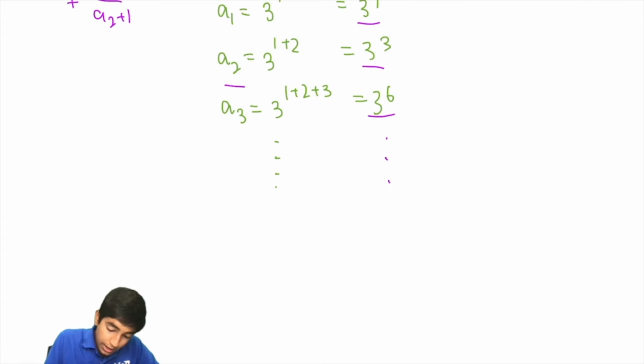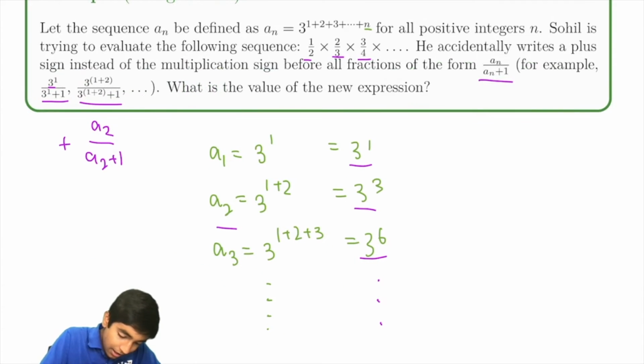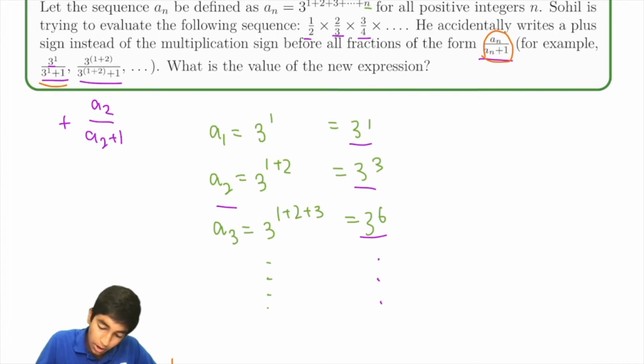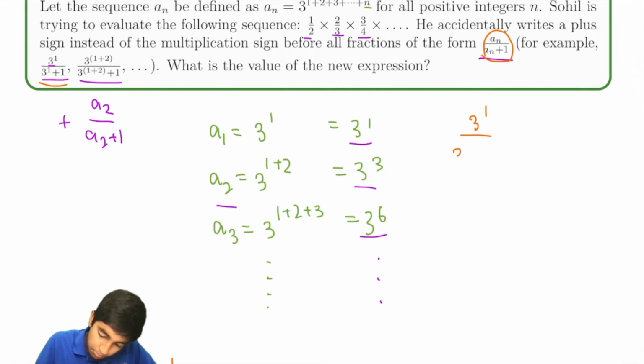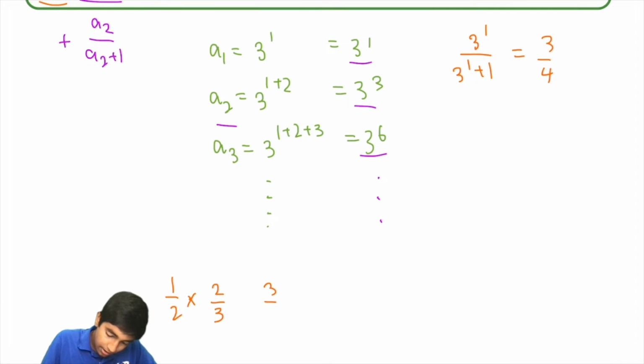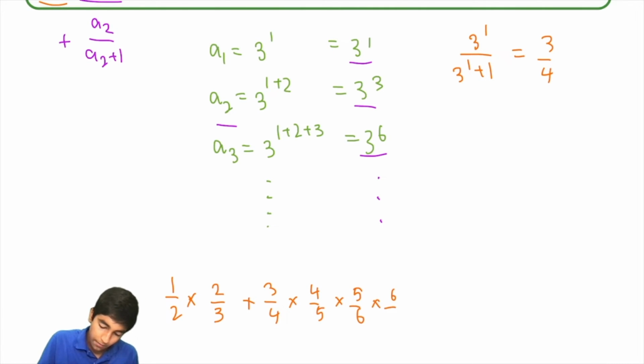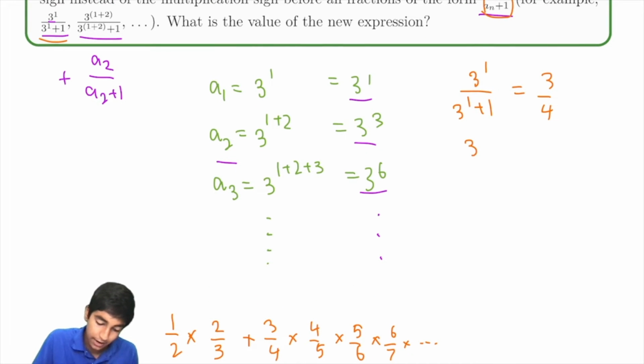So the original value is 1/2 times 2/3 times... Oh, but I accidentally write a plus sign before something like that. What are all these values a_n over a_n plus 1? Well, the first one, 3 to the 1 over 3 to the 1 plus 1, is 3/4. So before 3/4, I write a plus sign. Then it's again times 4/5 times 5/6 times 6/7, all the way until, when do I next write a plus sign? At 3 to the 3, for a of 2 over a of 2 plus 1.